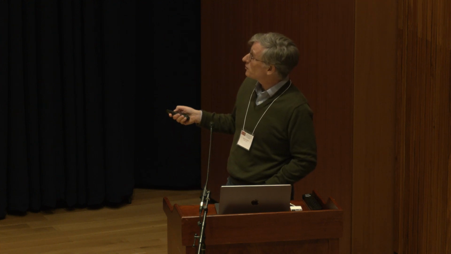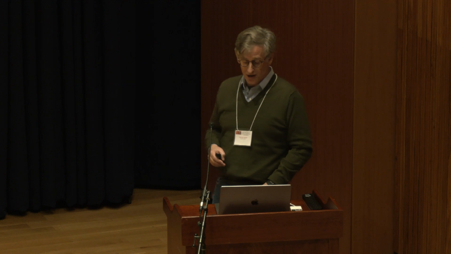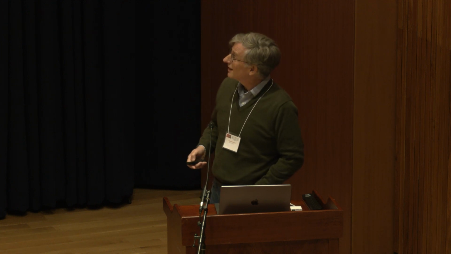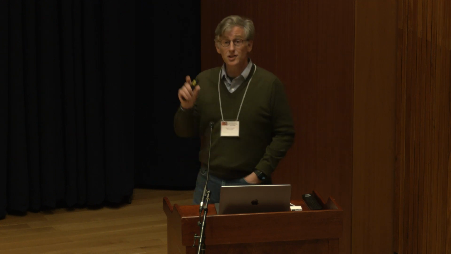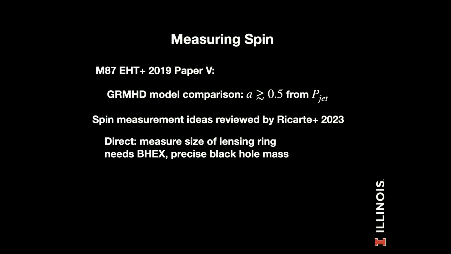And there's a nice review by Angelo Ricarte, who's a postdoc here now in the BHI. And one of the most straightforward ideas is to directly measure the radius of the lensing ring around the black hole. So it turns out that the radius of this lensing ring, which is a sharp feature in the image, does depend on spin, but it depends very, very weakly on spin. So the first order correction is proportional to the square of the spin divided by 18. So it's probably quite small.